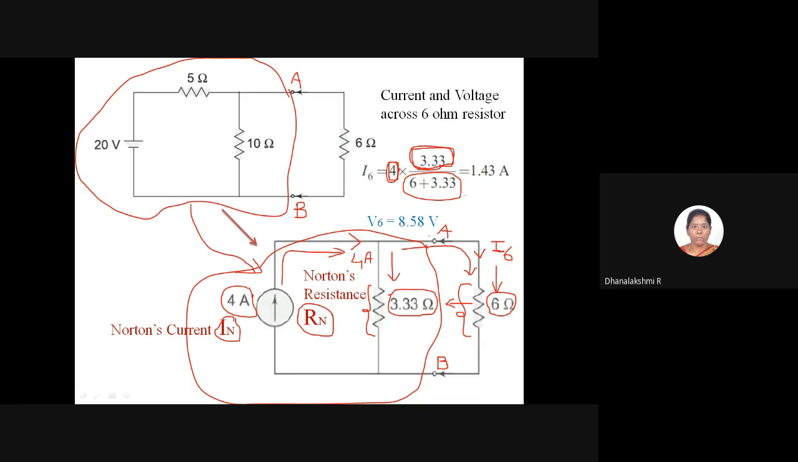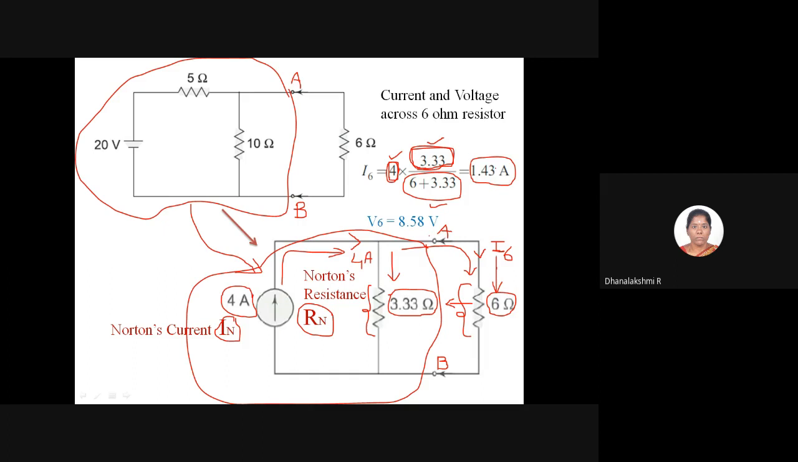I will repeat the formula once again. Using the current division rule, it is total current into opposite resistance by the total resistance. So once we use this formula, we get the current value to be 1.43 ampere. So this is the current which is flowing in the 6 ohm resistor.